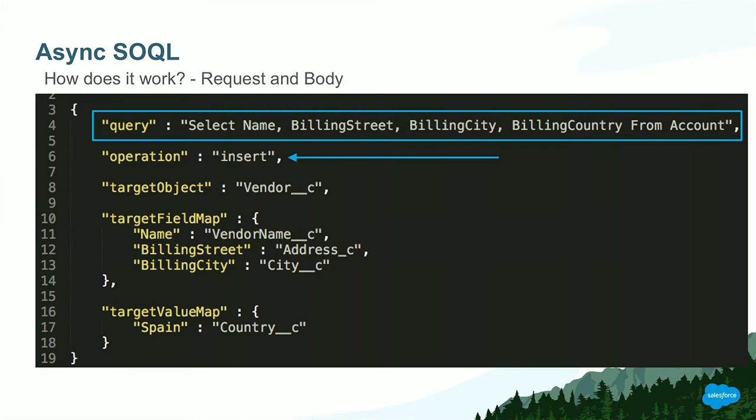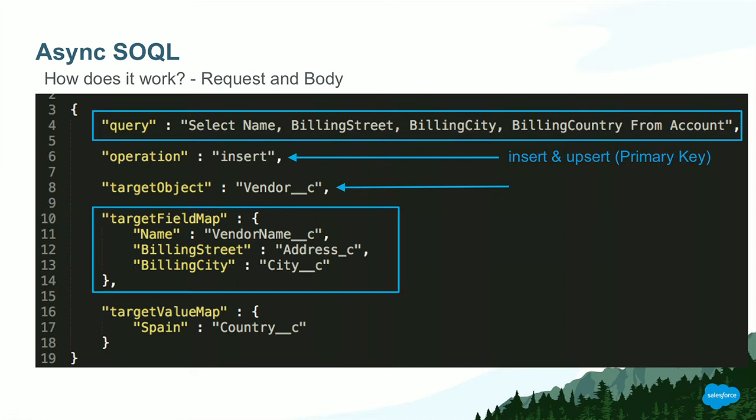The second key is the operation. What are we going to do? Are we going to insert a record, or are we going to upsert a record? Keep in mind the primary key, because it works in the same way that Alba explained before with how to create big objects with database.insertImmediate. Then we need to identify the target object. Where are we going to store the information? What are we going to create?